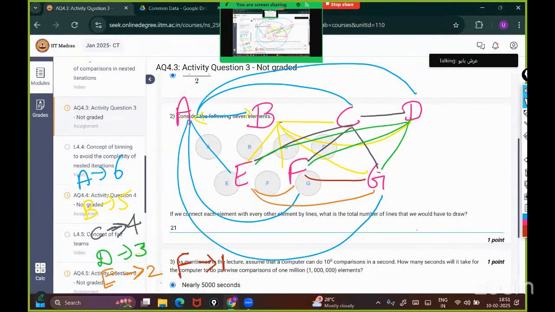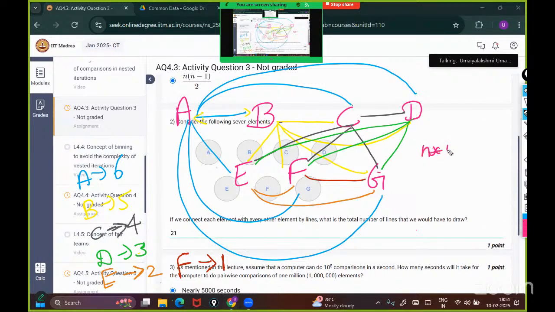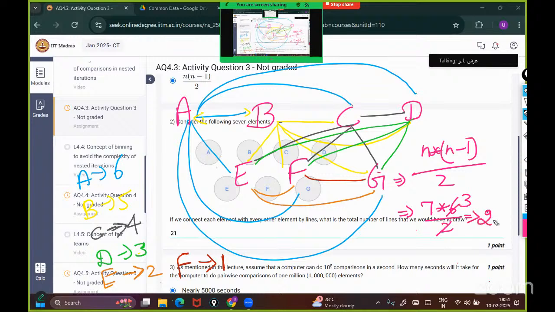Yes. For this, in lectures, they have mentioned the formula as n into n minus 1 by 2. This is the formula that can be used. Which means how many elements are here? Here elements are 7. So 7 into 6 by 2, which is 42 by 2, equal to 21. Is that clear, people?